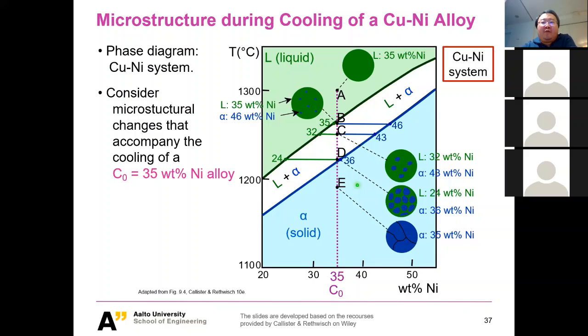And you end up with the complete solid solution. This is the 35% nickel solid solution, and finally you become something you're familiar with: the grains in a crystal structure. So this is the process of solidification and the microstructure evolution of this whole process. I hope that was easy for you to understand.